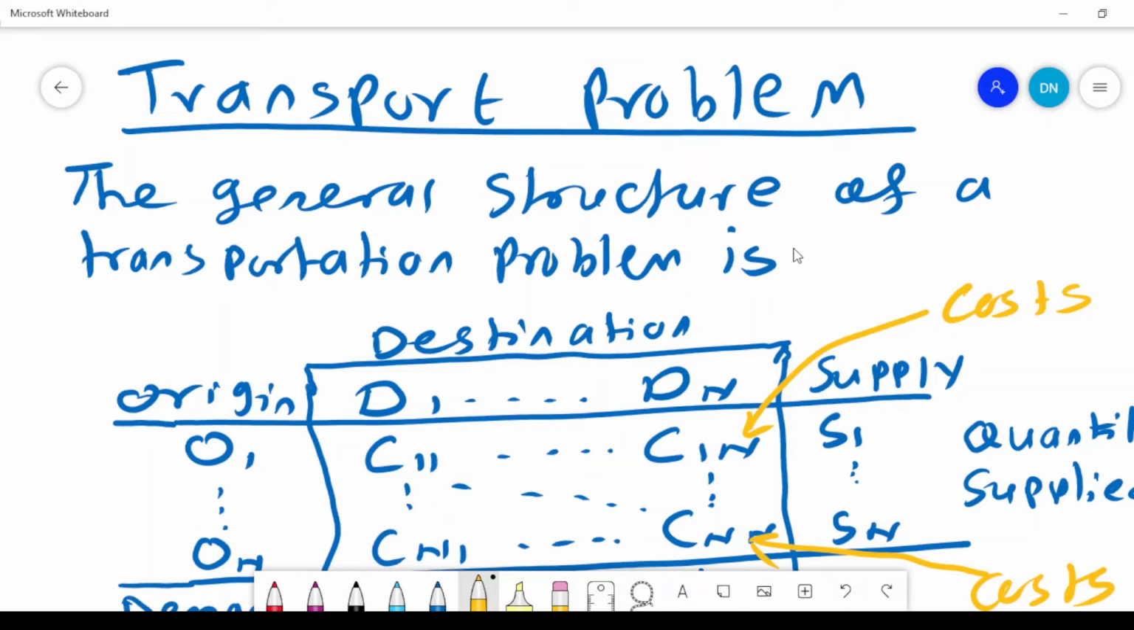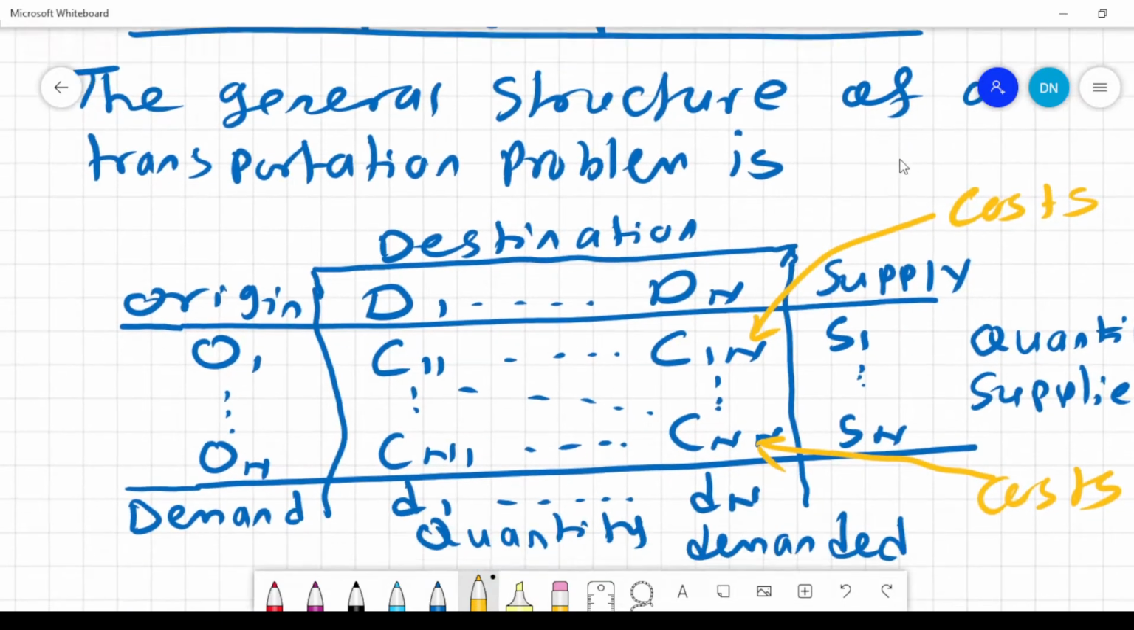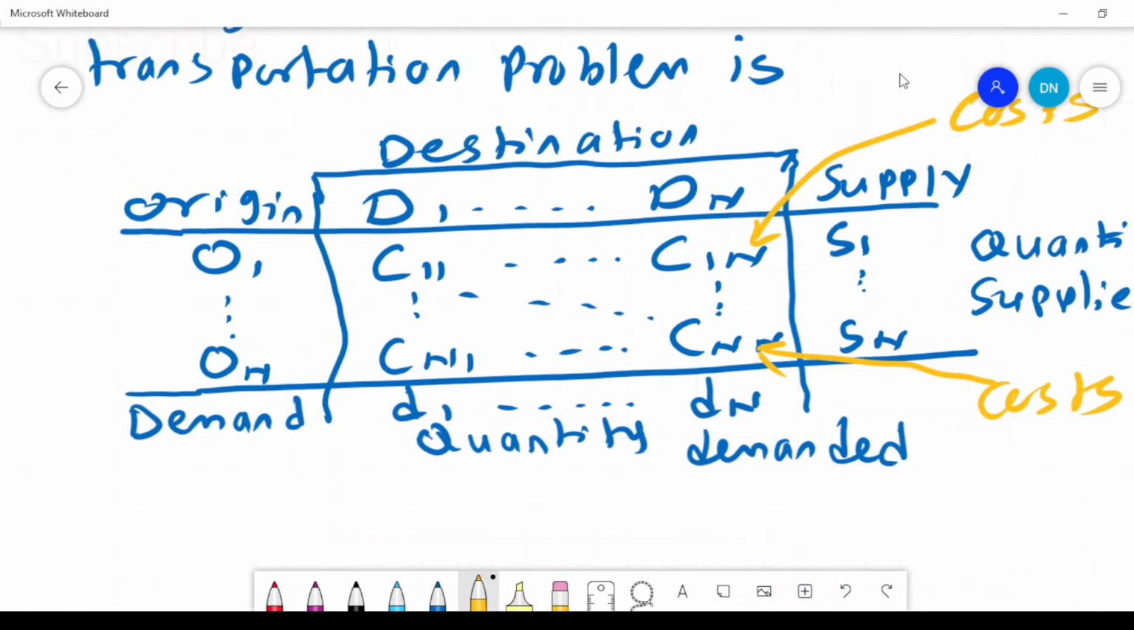Transport problem. The general structure of a transport problem is given by this matrix form that we have, where we have the origin of the products. C1 and Cn are the costs involved in moving one unit from the origin O1 to destination D1.